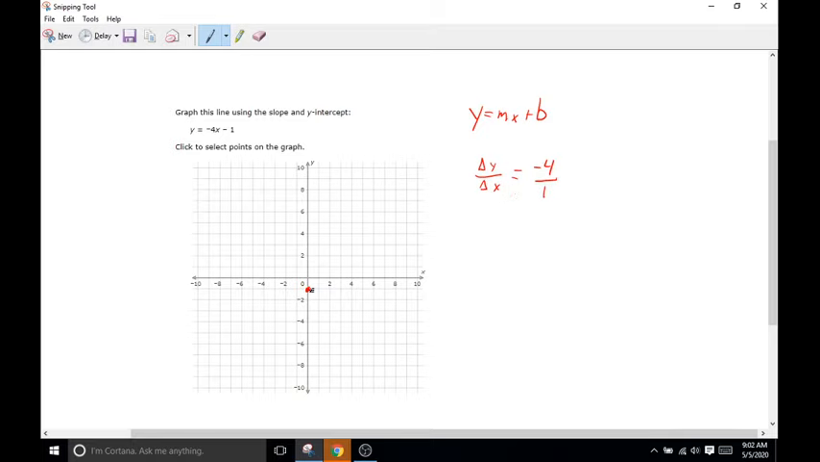So let's do that. We'll start here. It looks like we're going to change negative 4 in the y direction, so we're going to go 1, 2, 3, 4. And then we're going to move to the right 1, in the positive x direction 1. So right here. And there you have it.